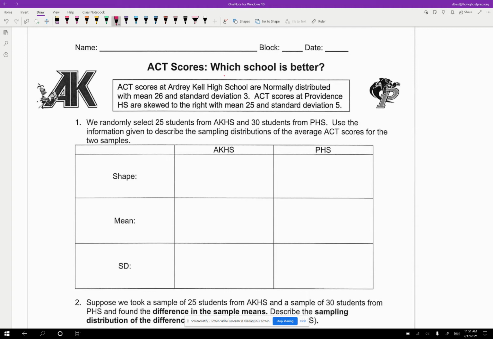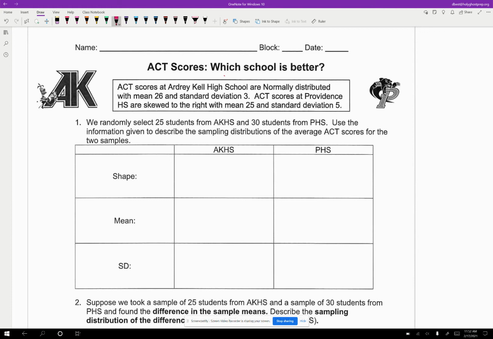We have two new schools: Ardrey-Kell High School, whose scores are normally distributed with a mean of 26 and a standard deviation of 3, and Providence High School, whose ACT scores are skewed to the right, just like LaSalle, with a mean of 25 and a standard deviation of 5. We randomly select 25 students from Ardrey-Kell and 30 students from Providence, and we are going to describe both of their distributions side by side.